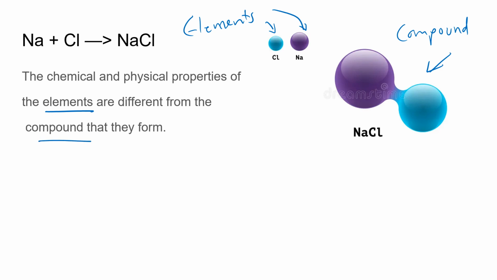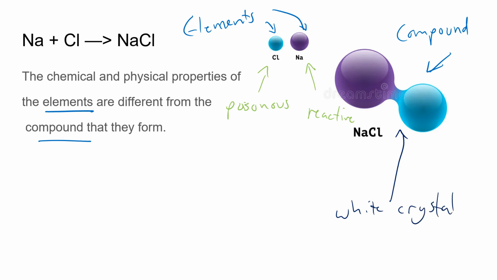So let's just take a second to look at this. When we look at chlorine, chlorine is poisonous. Sodium is highly reactive, as well as chlorine. It's also highly reactive. However, when we look at salt, which is sodium chloride, we see that this is a white crystal, and it is non-reactive.